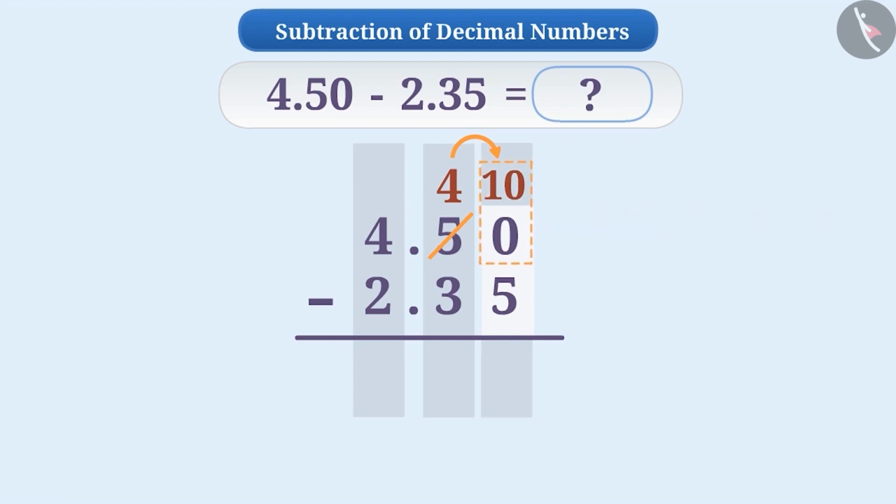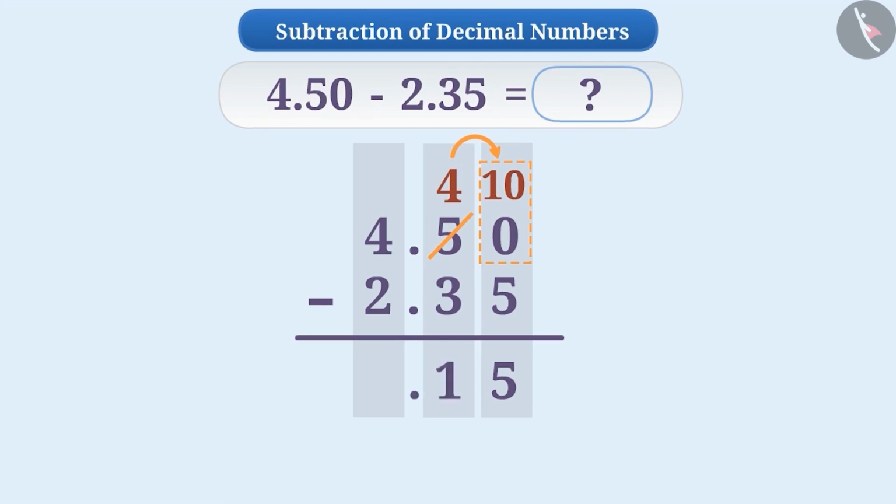Now, in the hundredths place, there are 10 and 0. The total will be 10 plus 0, which is equal to 10. Now, we can subtract 5 from 10. So, the result in the hundredths place will be 5. Similarly, we can do the subtraction of digits at the tenths place. Subtracting 3 from 4, the result in the tenths place will be 1.